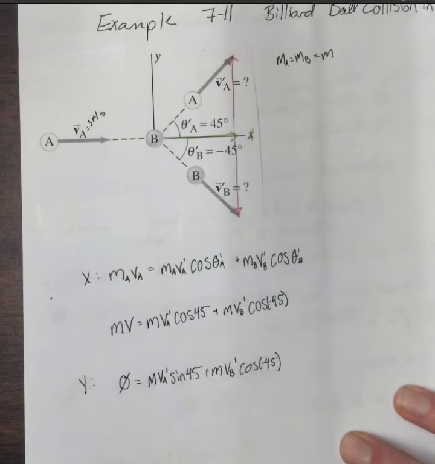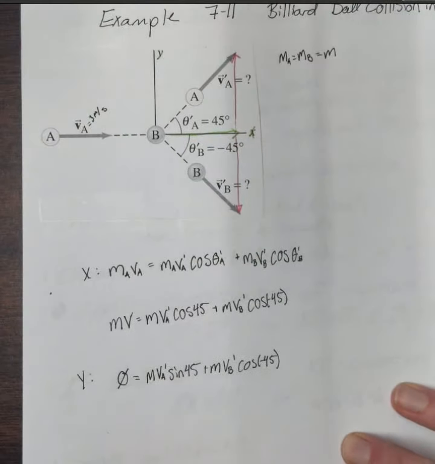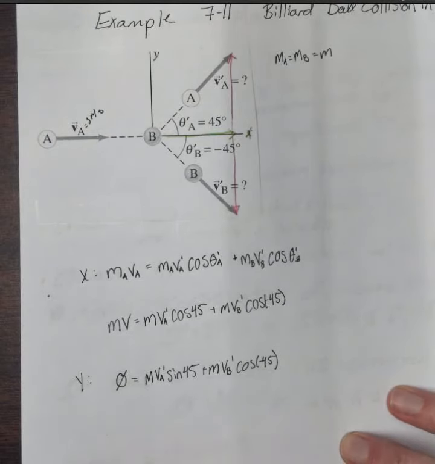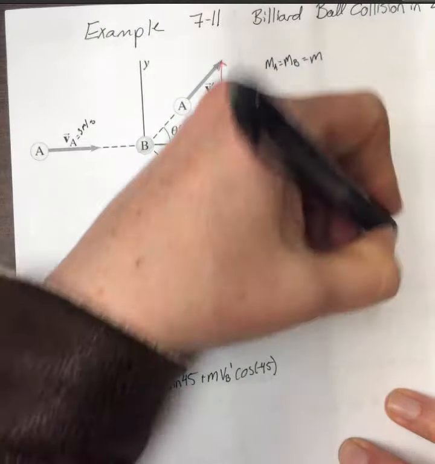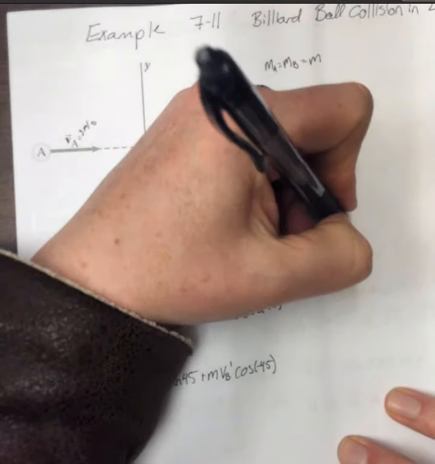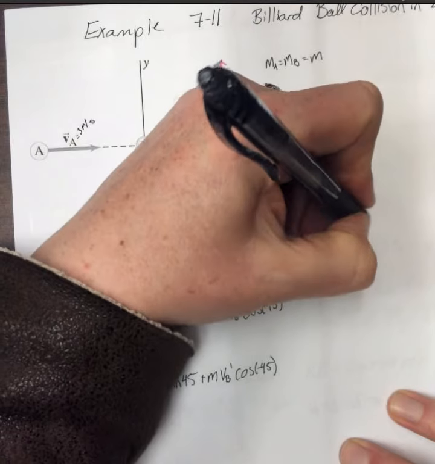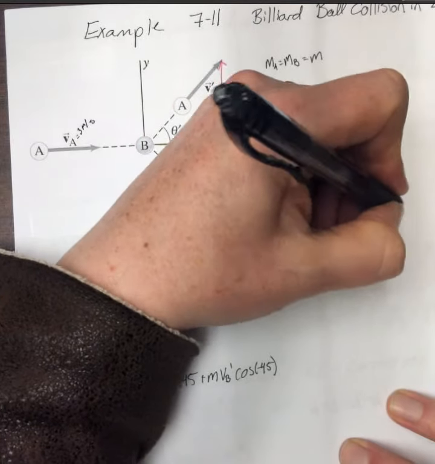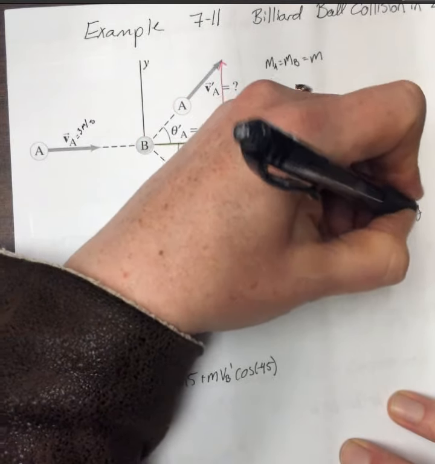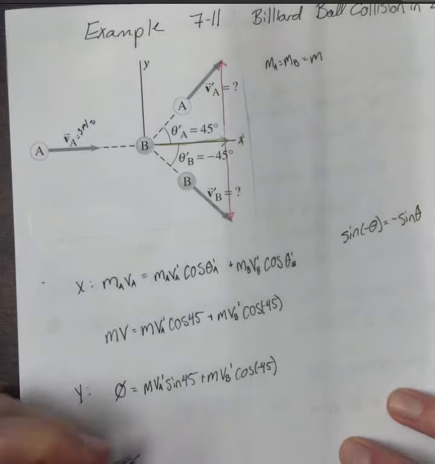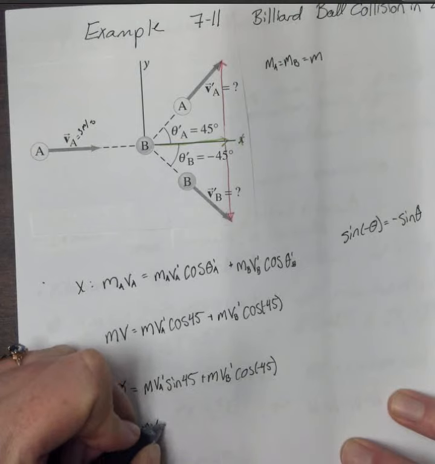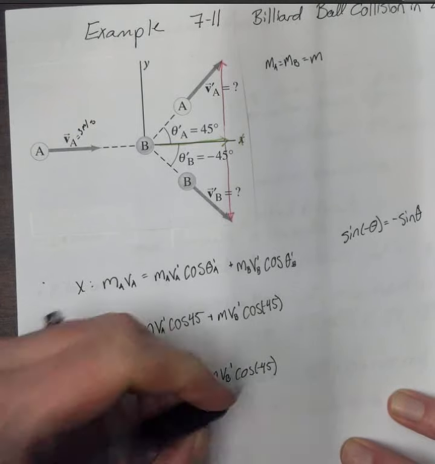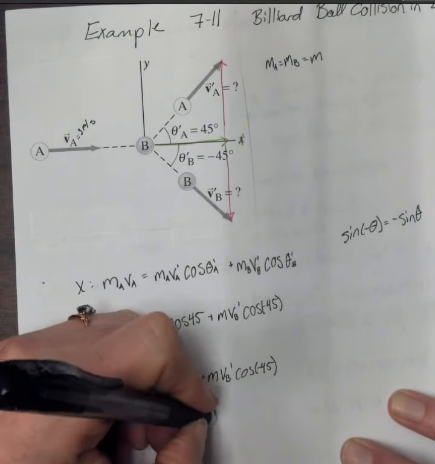And so now we've got two unknowns and two equations. For the second equation, we're going to need to remember this trigonometric value, which is the sine of negative theta is equal to negative sine theta. So for the second equation, we get that mvA sine theta is going to be equal to mvB.